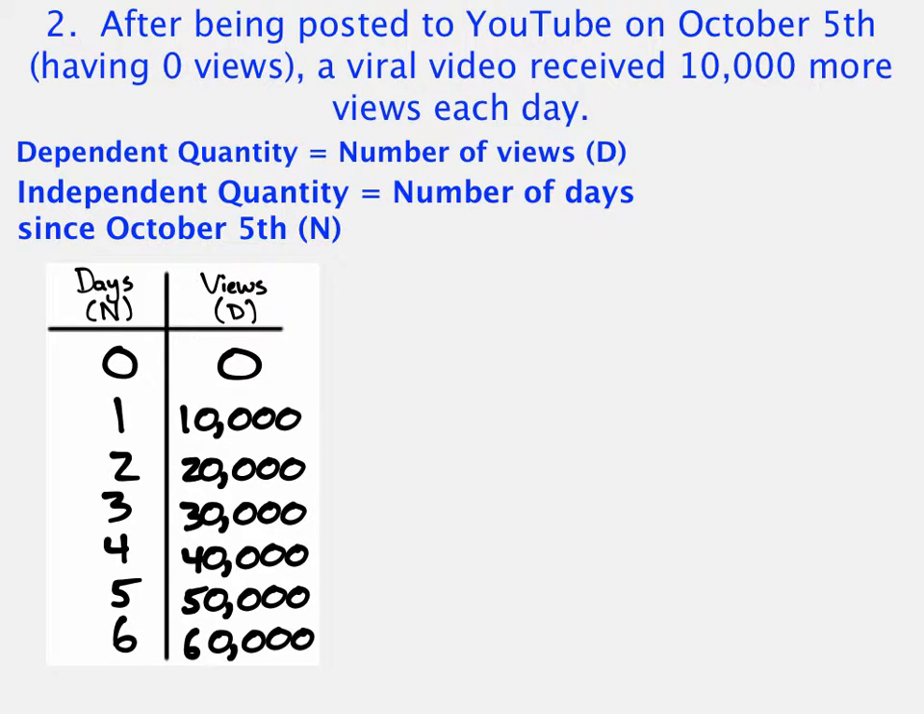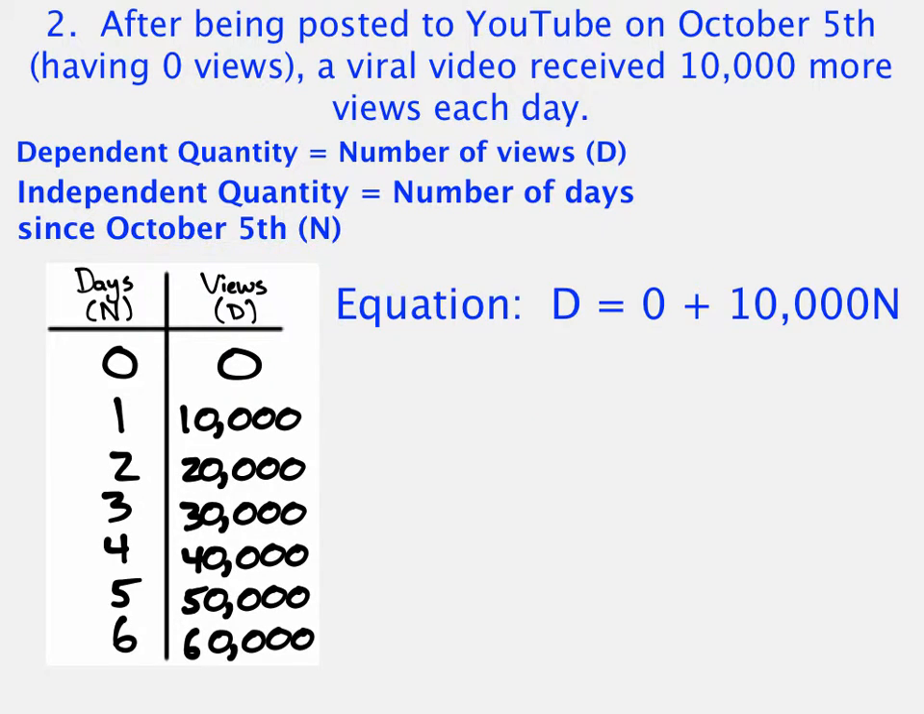Alright, now that we have this table of values, I think we're ready to go ahead and make an equation. Why don't you pause the video and try to come up with the equation yourself, and then play it. Alright, I think the equation here is going to be d equals 10,000 times n, or d equals 0 plus 10,000 times n. 0 meaning how many views the viral video had when it was posted, and 10,000 being how many more views it got every day.